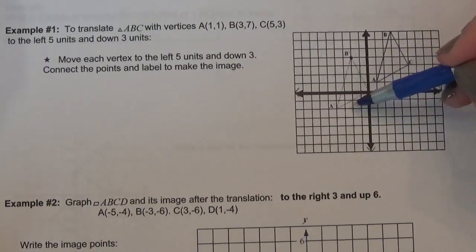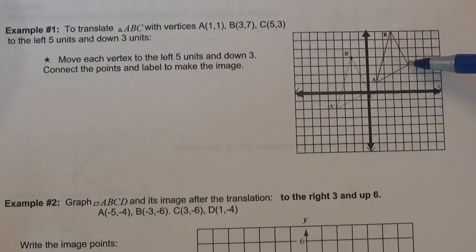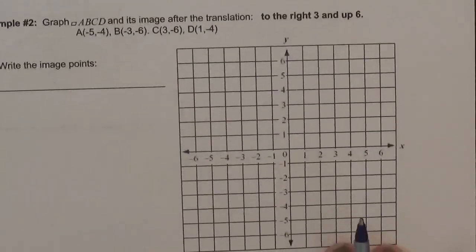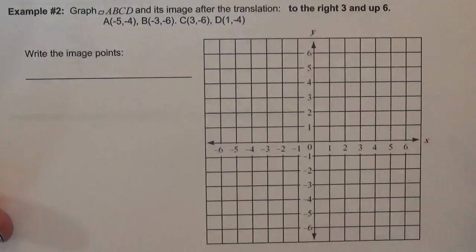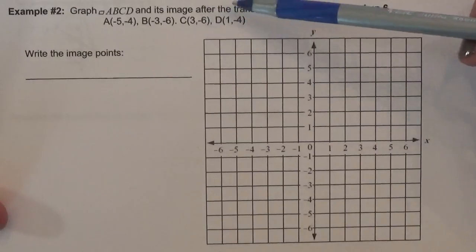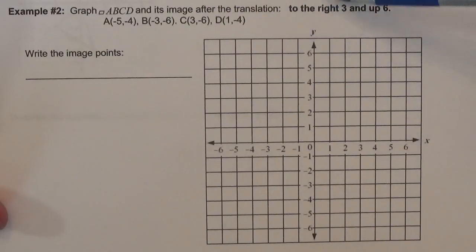You do that with every point, and what should happen is you should get the exact same figure looking the same way, just in a different location. All right, let's try one ourselves here. It says graph quadrilateral ABCD and its image after the translation to the right 3, up 6.